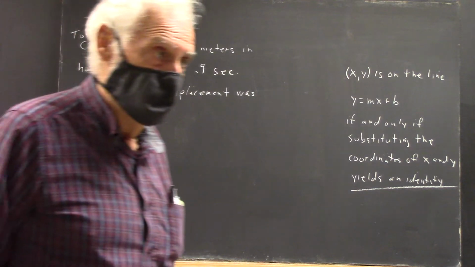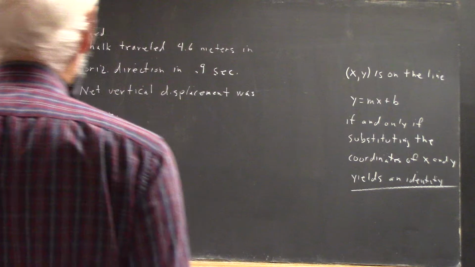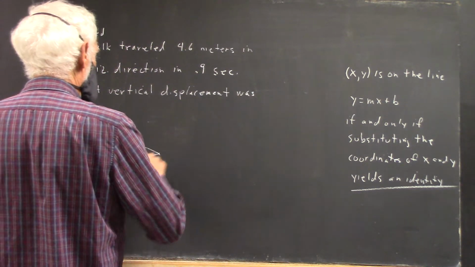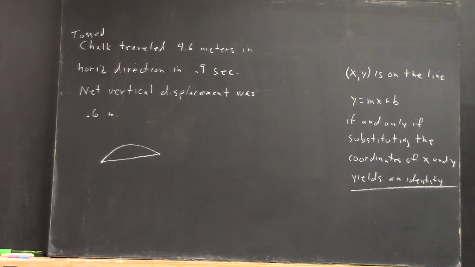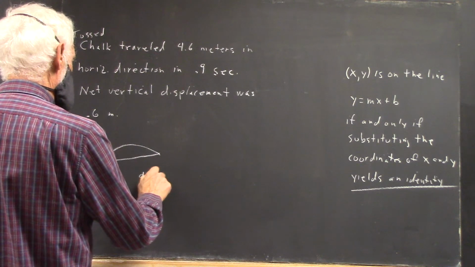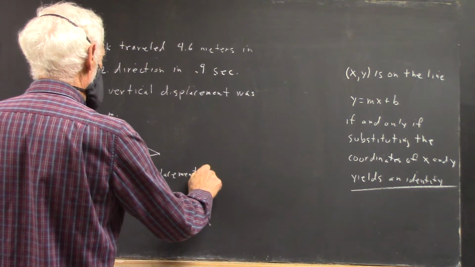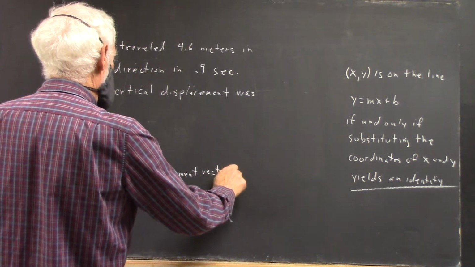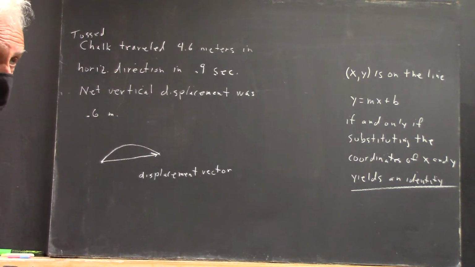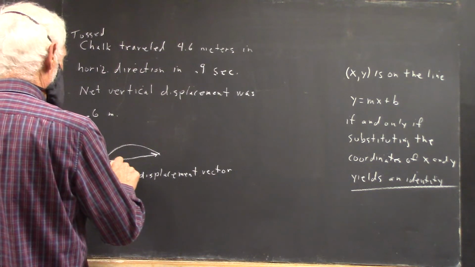Okay? How far did the chalk travel? Well, the chalk didn't travel along a straight line. Okay? But there's your straight line displacement vector. It has components.